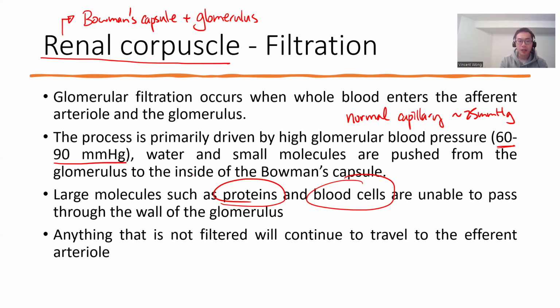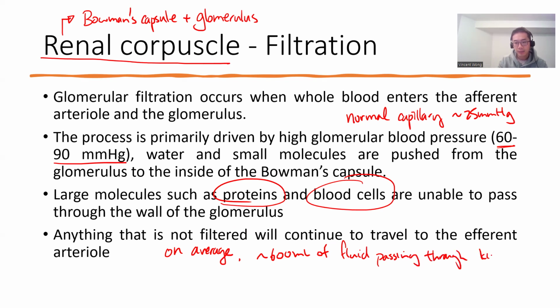Okay, so on average, we have about 600 milliliters of fluid passing through the kidney per minute.